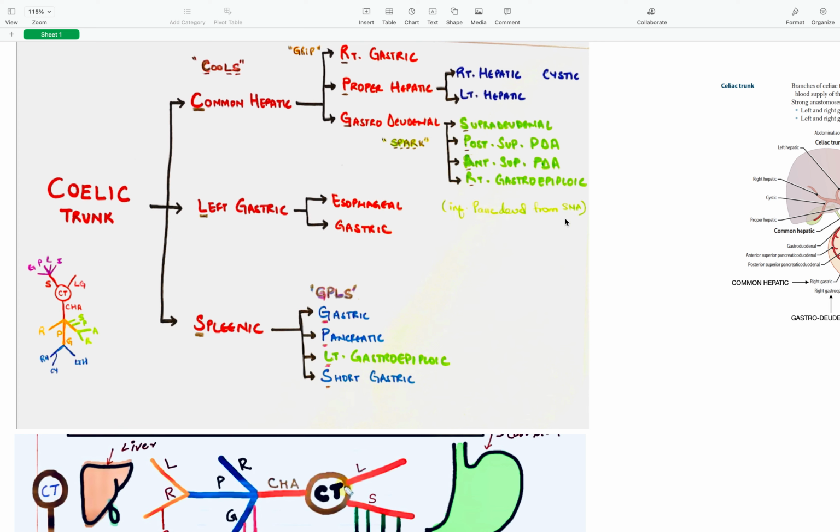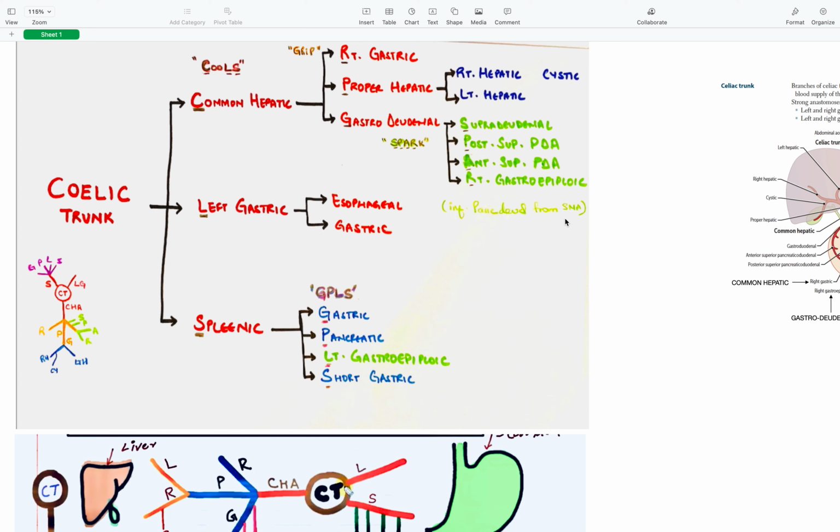And here we will also talk about the clinical correlations of the arteries related to the celiac trunk. Okay, so the celiac trunk gives off its main branches. This is how it is oriented in the abdomen. Okay, so this is the stomach, the duodenum, and the liver. Okay, so this is the fundus of the stomach. This is the greater curvature of the stomach. This is the lesser curvature of the stomach.